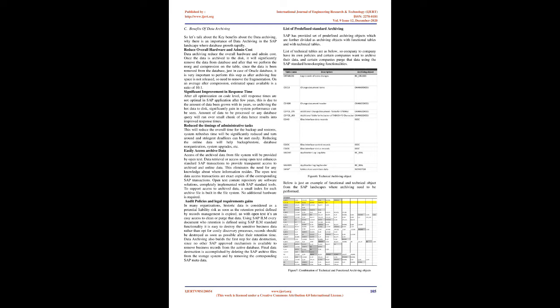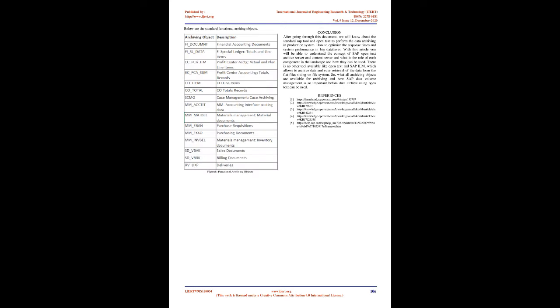Significant improvement in response time. After all optimization on code level, response times are still not optimal in SAP applications after a few years. This is due to the amount of data that has grown within years, so by archiving the hot data to disk, a significant gain in system performance can be seen. The amount of data to be processed is smaller, so any database query will run over a small chunk of data, which results in improved response times. Reduce the timings of administrative tasks. This will reduce the overall time for backup and restores, system refresh times will be significantly reduced, and turnaround and stringent deadlines can be met easily. Reducing the online data will help backup/restore, database reorganization, system upgrades, etc.